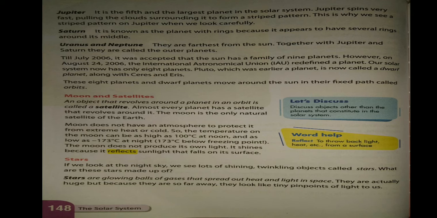Now, the Moon does not produce its own light. It shines because it reflects sunlight that falls on its surface.